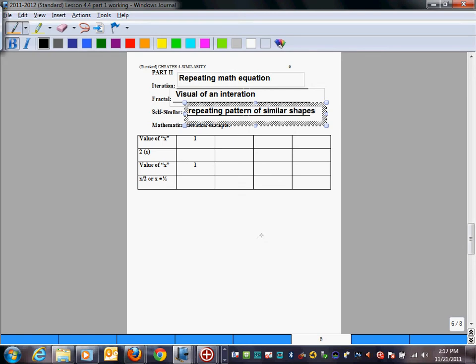Yes, a repeating pattern of similar shapes. Either you're going to go large to small or small to large. A repeating pattern of similar shapes, something self-similar.